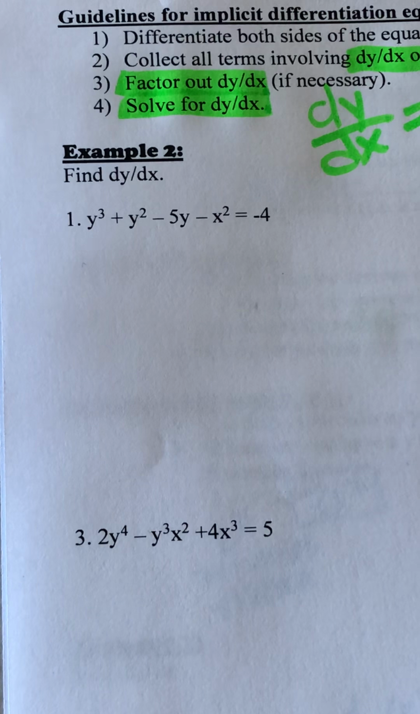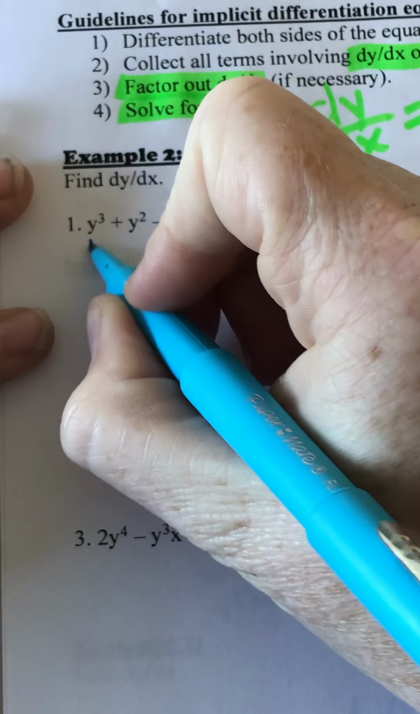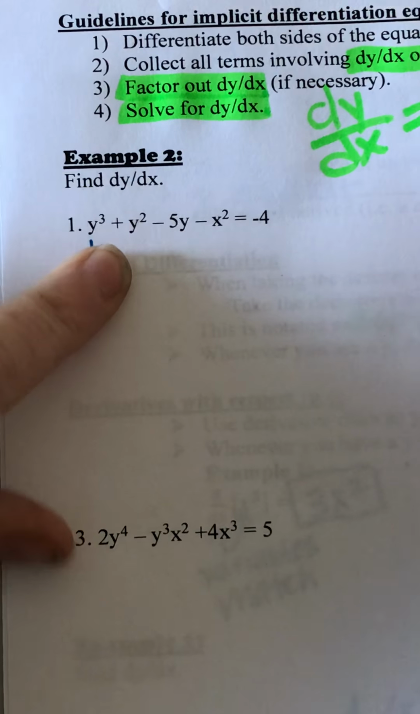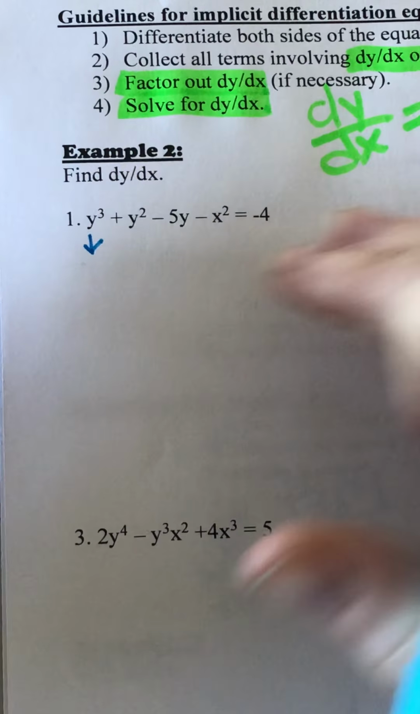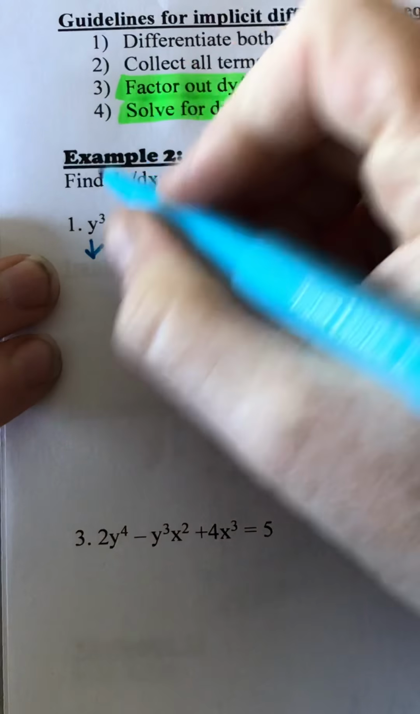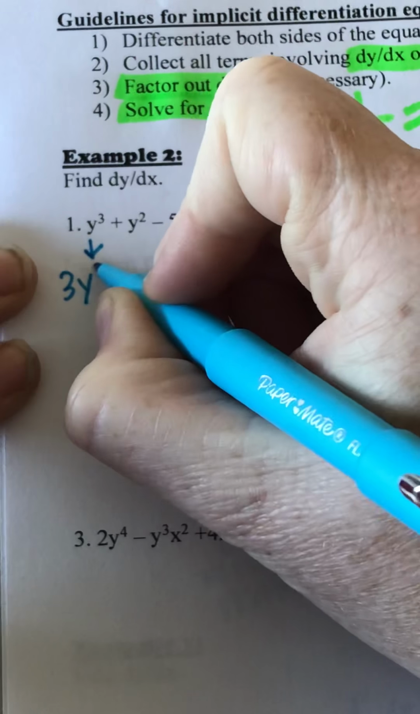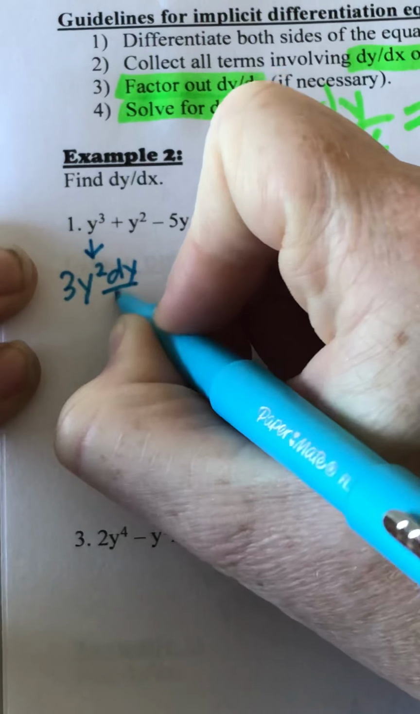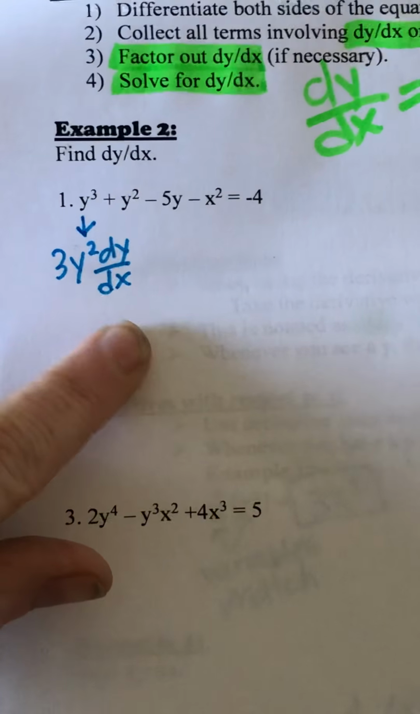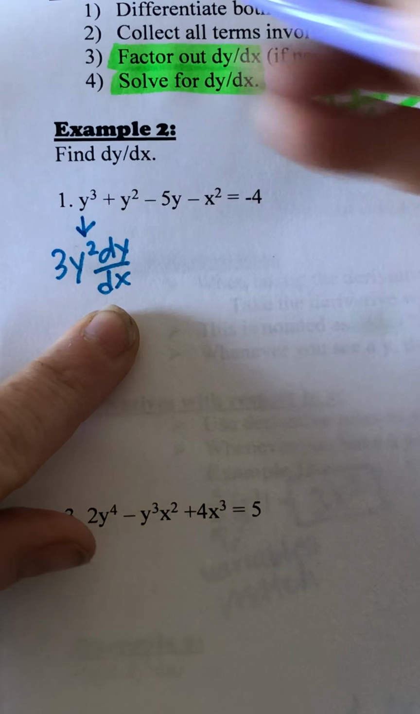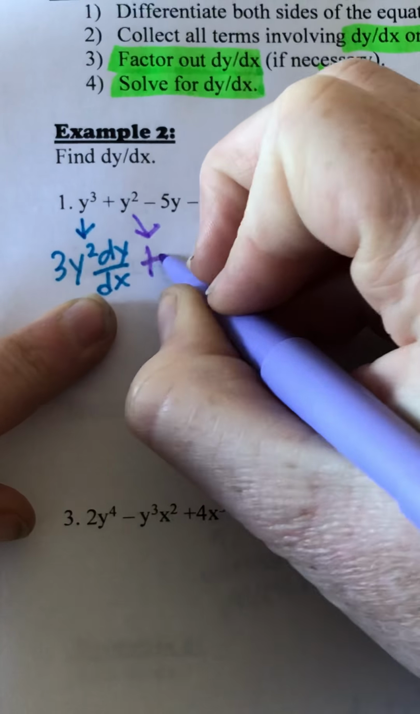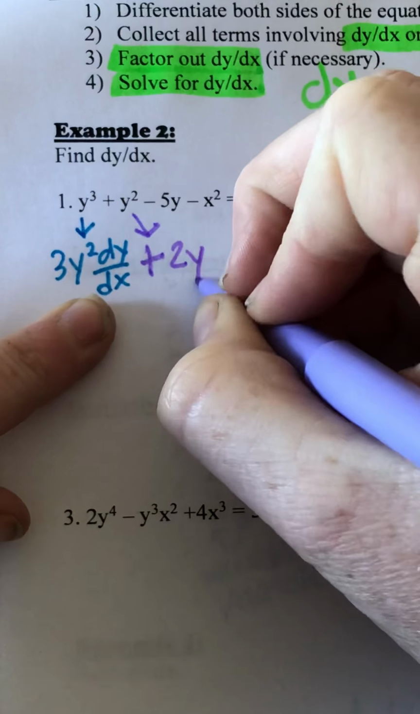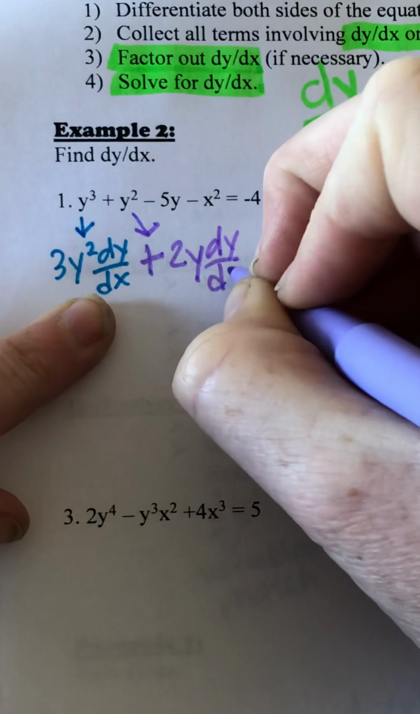All right, so differentiate both sides with respect to x. So y to the third, I'm going to differentiate. These all have pluses and minuses, so they're all separate terms, and we're differentiating separately. So this would be 3y squared dy/dx with respect to x. Now, y squared. That derivative ends up being positive, so plus 2y dy/dx.